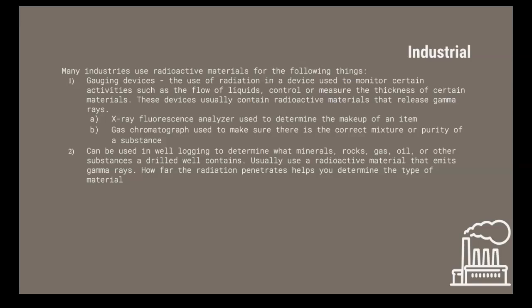We also use it in the oil and gas industry, something called well logging, which is basically a long skinny tube that you would stick into a drilled well, and it can help you figure out the minerals, the rocks, if there's gas or oil and other substances.